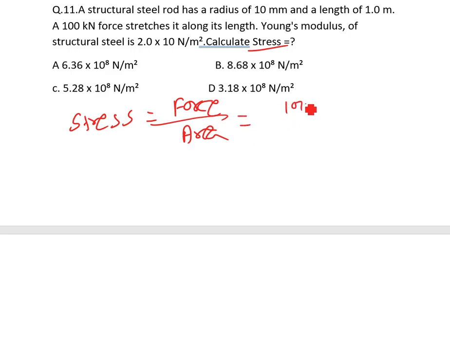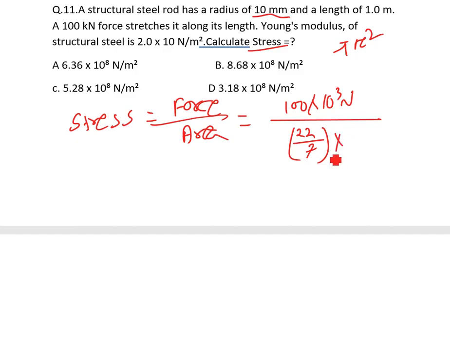Force is directly given, 100 kilonewton, so I write 10 to the power 3 newton divided by area, as its radius is given. The steel rod is cylindrical, so we have to take its cross-sectional area, so I apply the pi r square formula. It's a circular shape, means pi r square. So pi, I am directly writing 22 by 7 into r square, r is 10 mm. If I write in SI unit, 10 mm is 10 into 10 to the power minus 3 meter. So if you calculate, it's 10 to the power minus 2, so I'm directly writing 10 to the power minus 2 square.